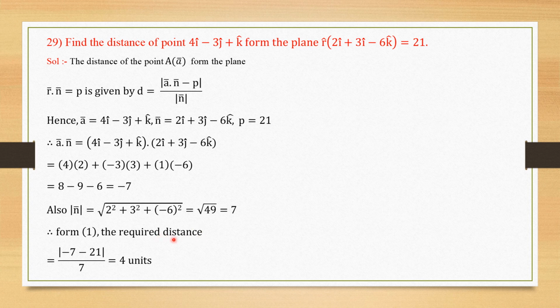From formula 1, the required distance is equal to mod of a vector dot n vector, which is minus 7, minus p, which is 21, divided by the magnitude, which is 7. Minus 7 minus 21 is minus 28. Outside the mod it is plus 28 divided by 7, which is equal to 4 units.